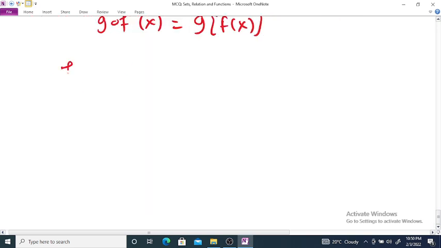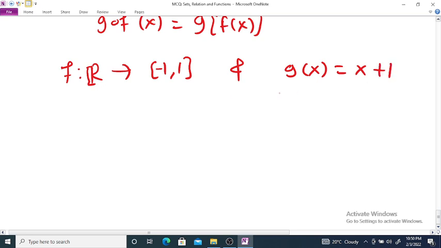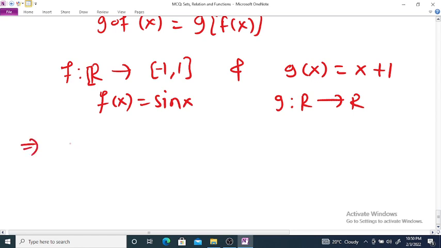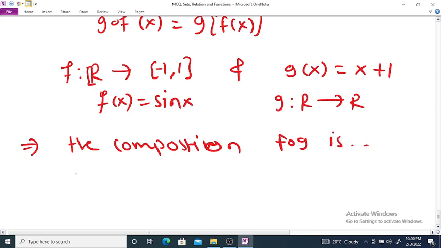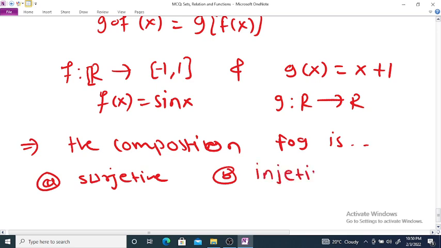Again, if we take the next example, let f be a function from real number set R to [-1, 1], and g of x is equal to x plus 1, where g is a function from real number set R to R, and f of x is equal to sin x, then the composition function f of g is: option A, surjective; option B, injective; option C, bijective; and option D, none.